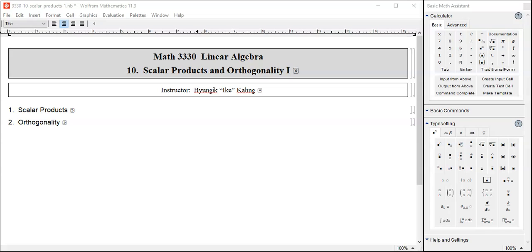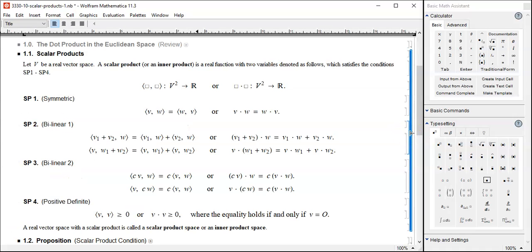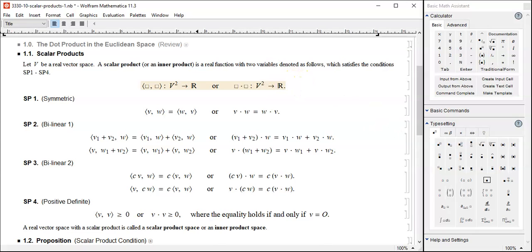Hello students, welcome back. In the previous video, we went through the abstract concept of scalar products. We defined it like this. A scalar product is a binary operation that turns two vectors into a scalar that satisfies these four conditions. Number one, symmetric, and number two, positive definite, and then these two put together, bilinear.